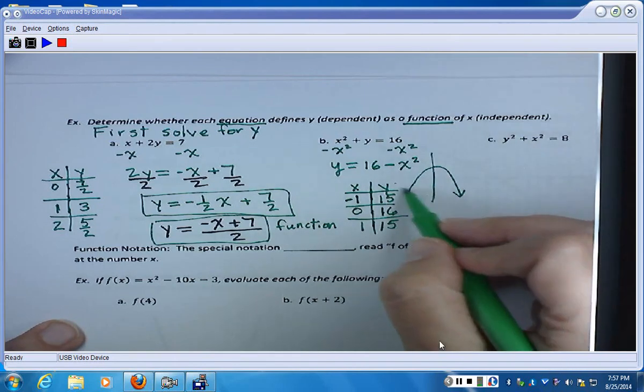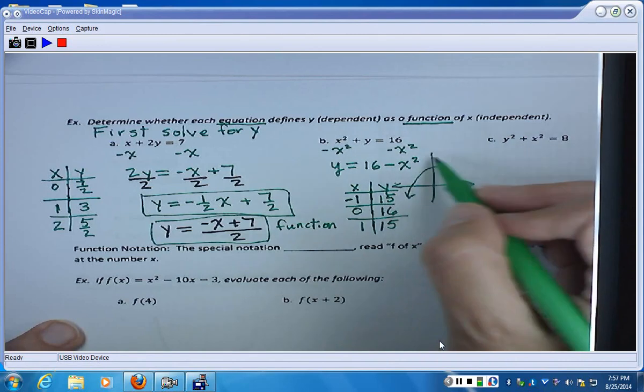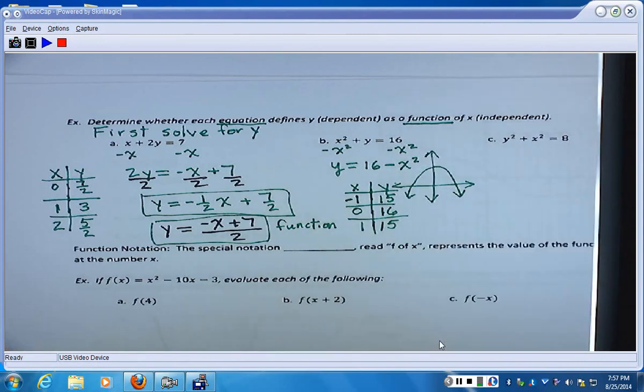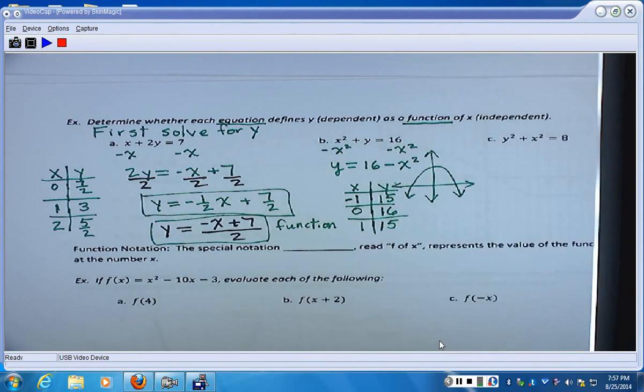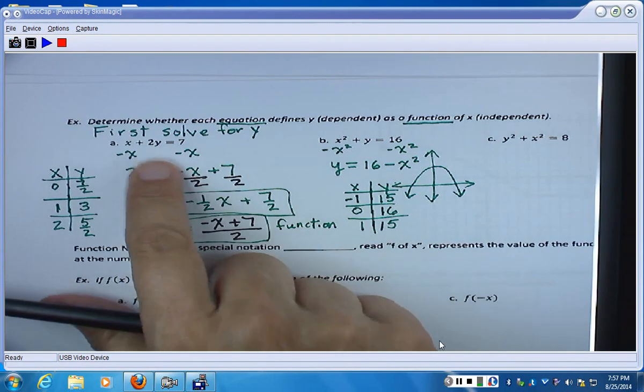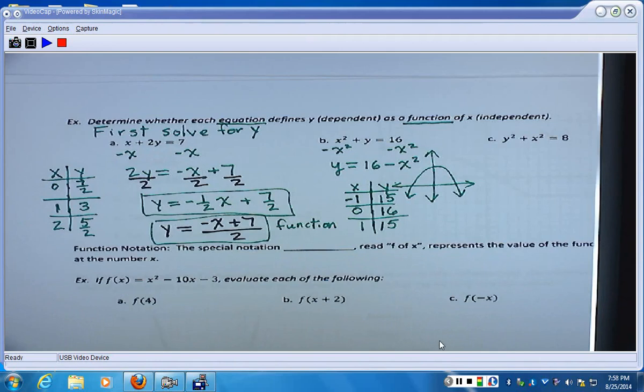And if we do the vertical line test on it, no matter where we go, we're only going to go through one point, so it's a function. So remember, you can use the vertical line test. You could have graphed these and done the vertical line test. But on the test, I'm going to want you to solve for y and show it algebraically. But you can check your work by drawing a little sketch. So this is a function.